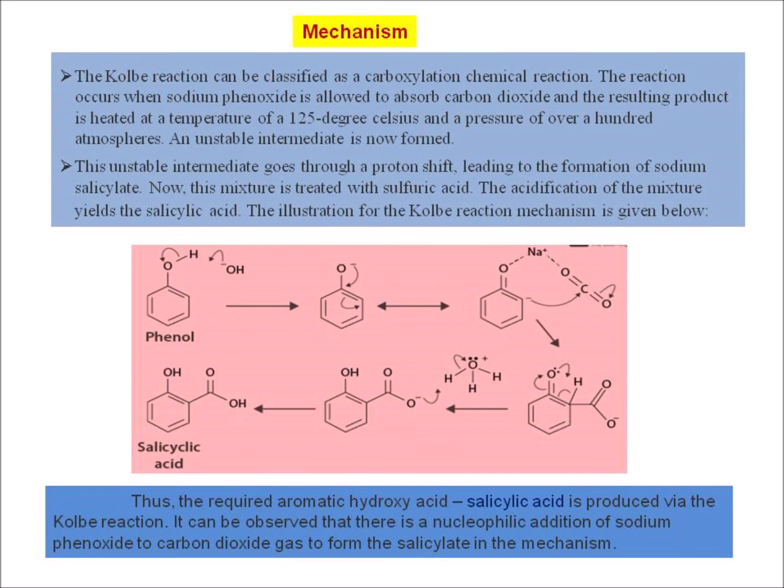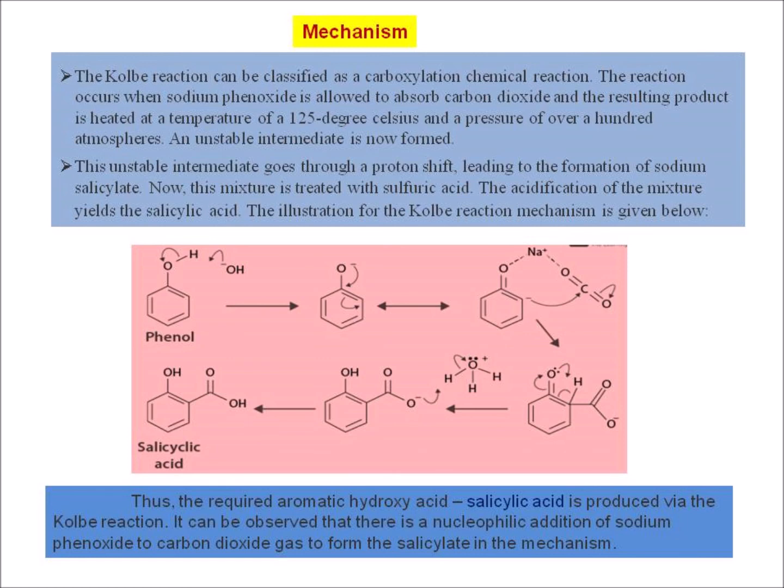The reaction occurs when sodium phenoxide is allowed to absorb carbon dioxide and the resulting product is heated at a temperature of 125 degrees Celsius and a pressure over 100 atmospheres. An unstable intermediate is now formed. This unstable intermediate goes through a proton shift, leading to the formation of sodium salicylate.